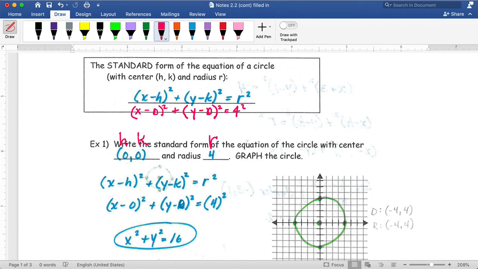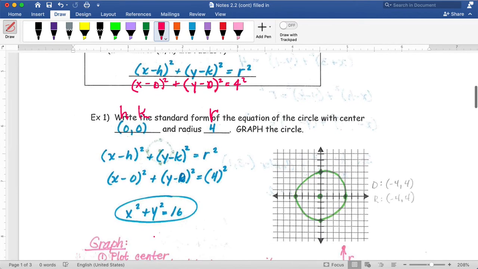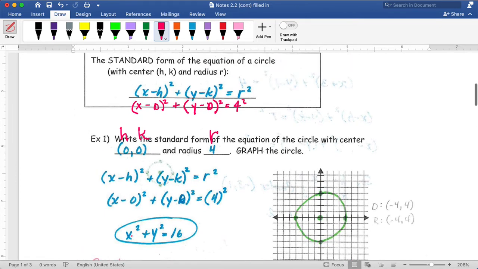Now, to do this backwards, to find out what the center is, you would just ask, x minus what? 0 would be x squared. And you could see that the center of the circle of this equation is 0, 0, and to get the radius, you would take the square root of this number.